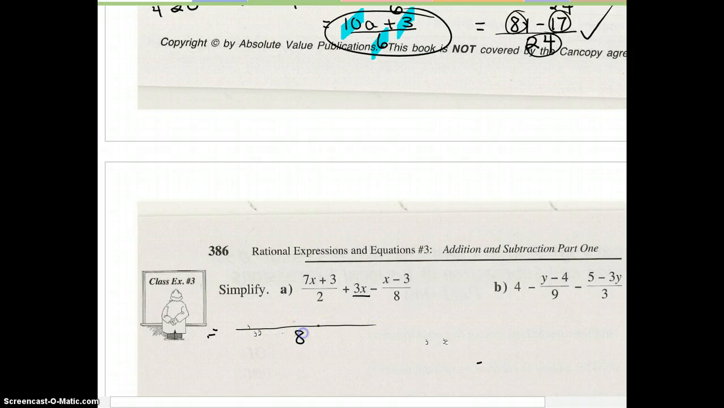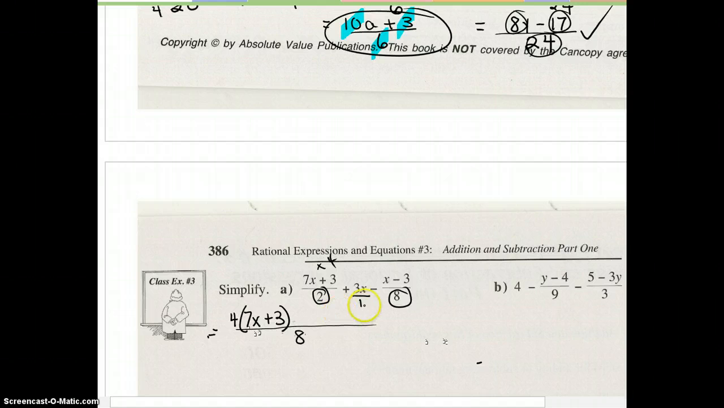I put an 8. Now, I look at each of the denominators, and there's a 1 there and there's an 8 there. So what do I need to do to the numerator to make it equivalent? To go from 2 to 8, I need to multiply by 4. So that's what I'm going to do with this expression on top of the 2. So I'll put my 4 out front, and I'm going to multiply it by 7x plus 3.